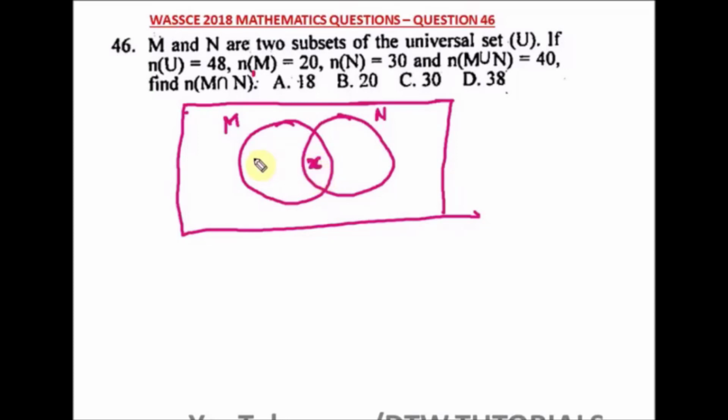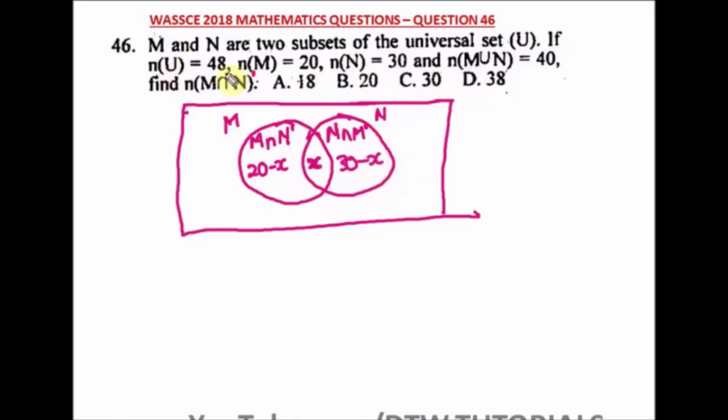If this value is X, to get this side of M, from here to here, this shaded area, that's M intersection N prime. M is 20, so it will be 20 minus X. And to get this other place, that's N intersection M complement. N is 30, so this will be 30 minus X.